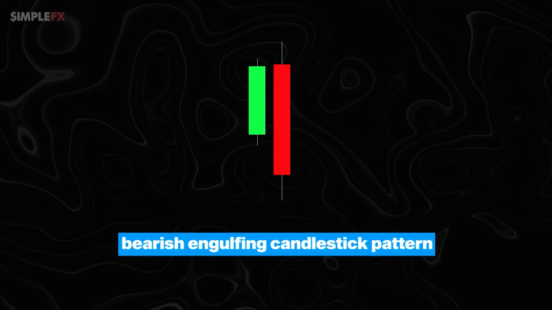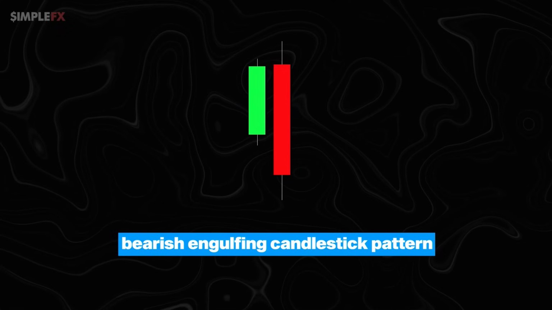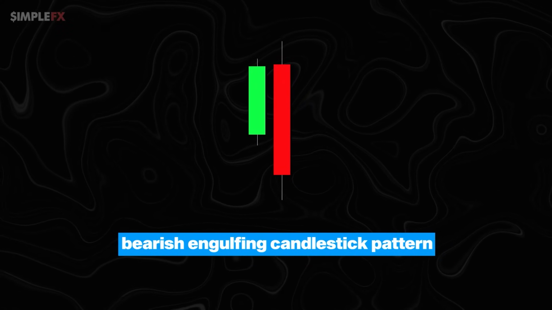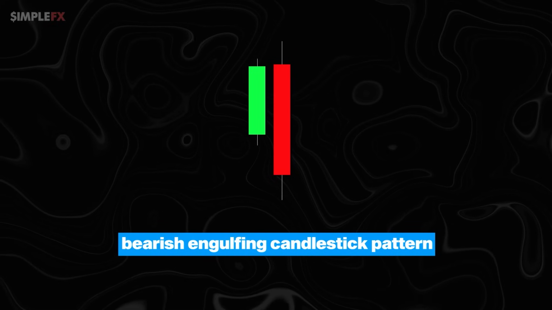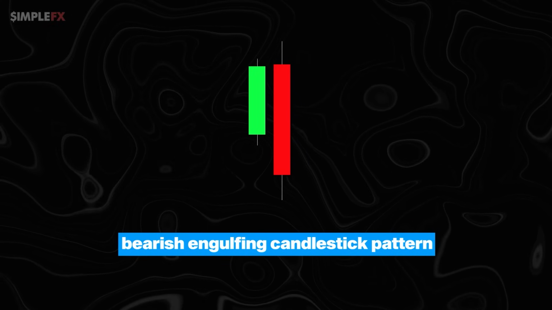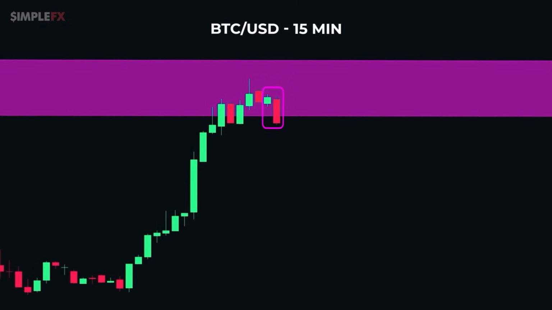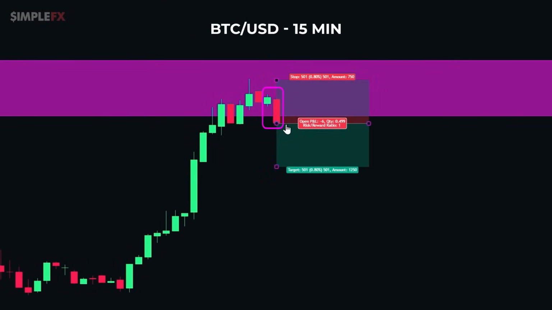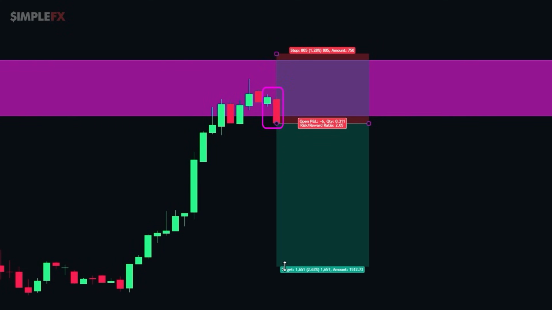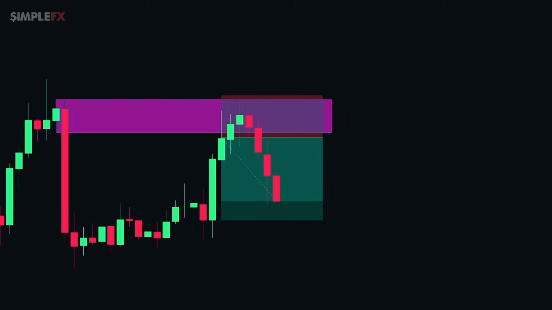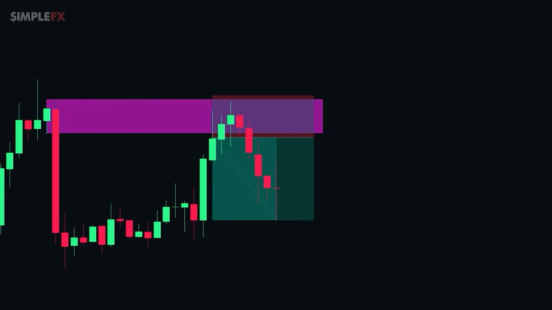A bearish engulfing pattern occurs when a smaller bullish candle is immediately followed by a larger bearish candle that completely engulfs the previous one. This indicates a potential reversal from bullish to bearish. Once you spot it, you can open a sell position right after the pattern has formed. Then, place your stop loss slightly above the order block and set your take profit at 2x the size of your stop loss. As you can see, this strategy can lead to some solid profits.